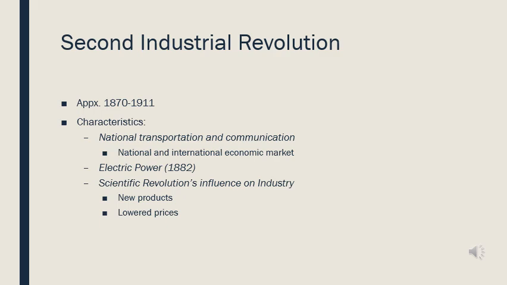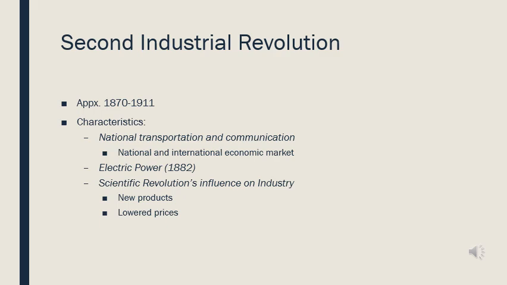Now, the key aspect of industry during the Gilded Age is that we've finally entered the second industrial revolution. The first industrial revolution is characterized by a use of steam power, and the second is primarily characterized by the use of electric power. It lasts from approximately 1870 to 1911, and those 3 key things that sort of describe the second industrial revolution are a development of national transportation and communication, particularly when it comes to the advent of the railroad and the telegraph.